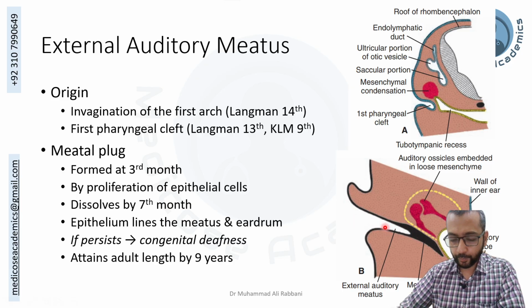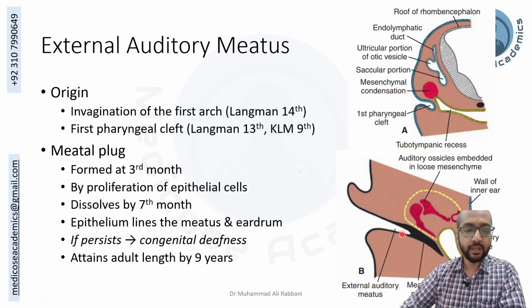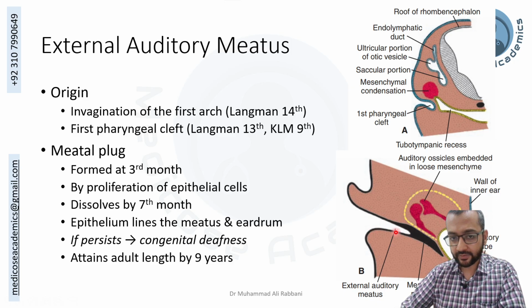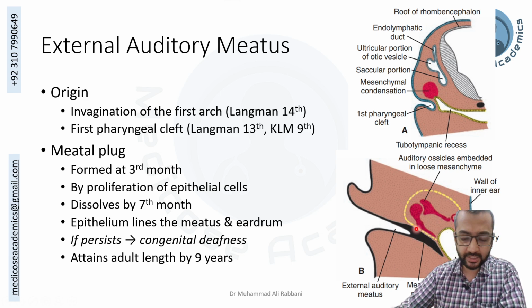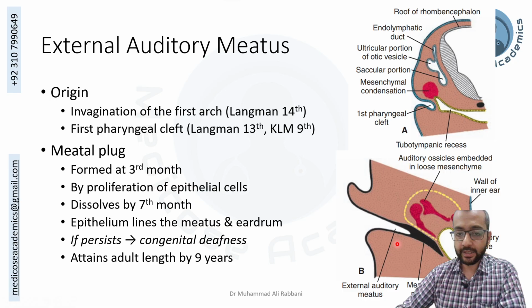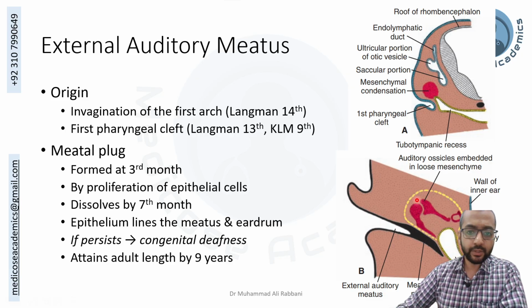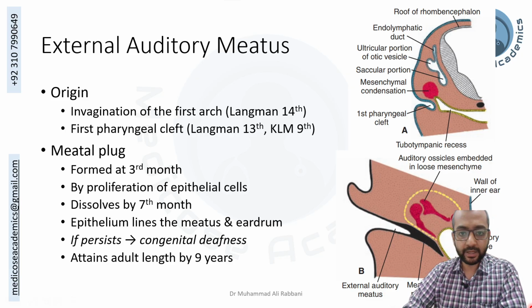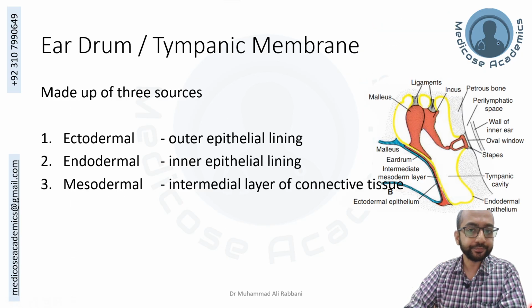Initially, this opening is filled with a solid plug of cells, that is the meatal plug, and it gradually dissolves by the 7th month. When it is dissolved, that leaves a lining of ectoderm that ultimately develops into the skin of the meatus and the outer side of the tympanic membrane, and that's it. So all of the meatus and the external part of the tympanic membrane are ectodermal in origin, and it continues to grow after birth too, attaining its adult length by 9 years of life.